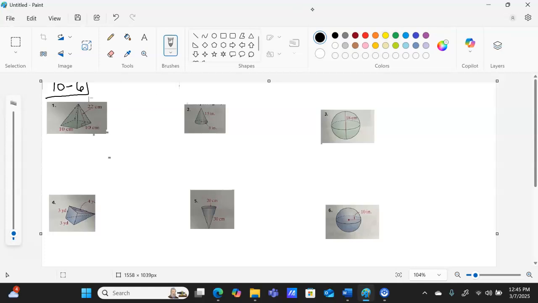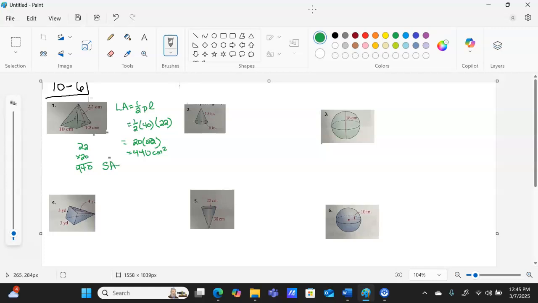So for my lateral surface area, it's 1/2 perimeter times the slant height. The perimeter, this is a square, so the perimeter is 4 times 10 or 40 because all four sides are 10. And then the slant height is 22. So half of 40 is 20 times 22. 2 times 2 is 4, 4, and so we get 440 centimeters squared for the lateral surface area.